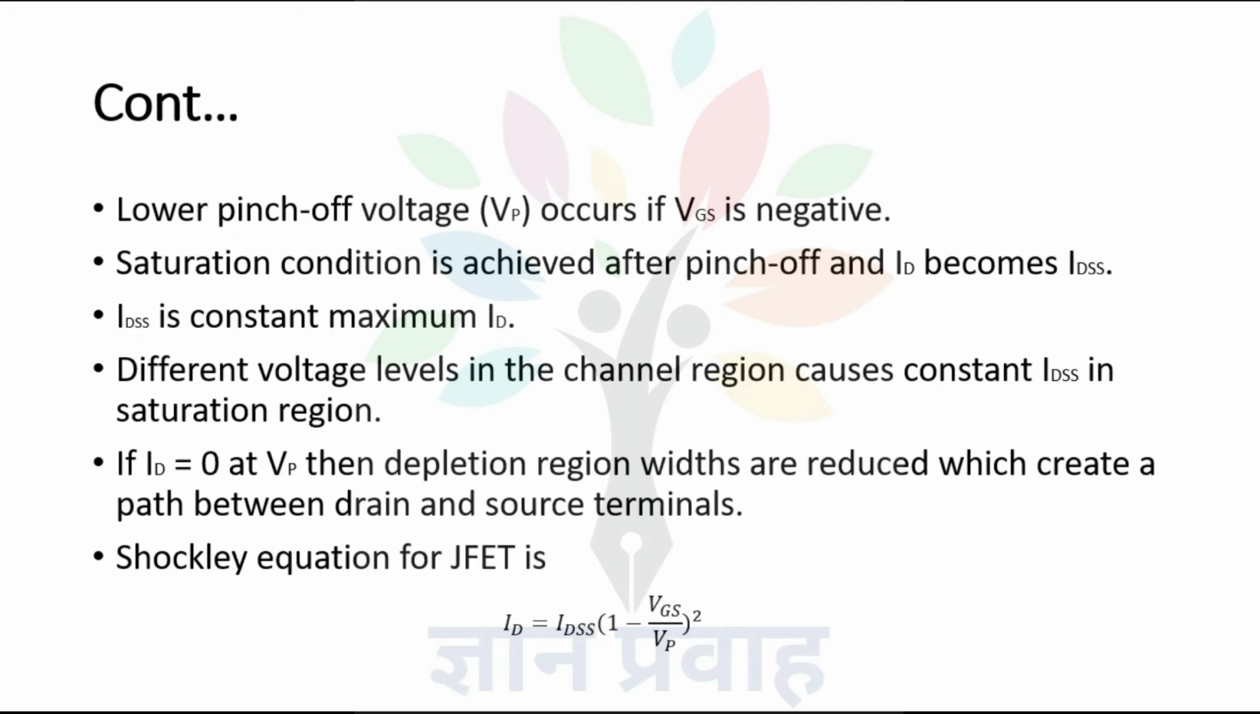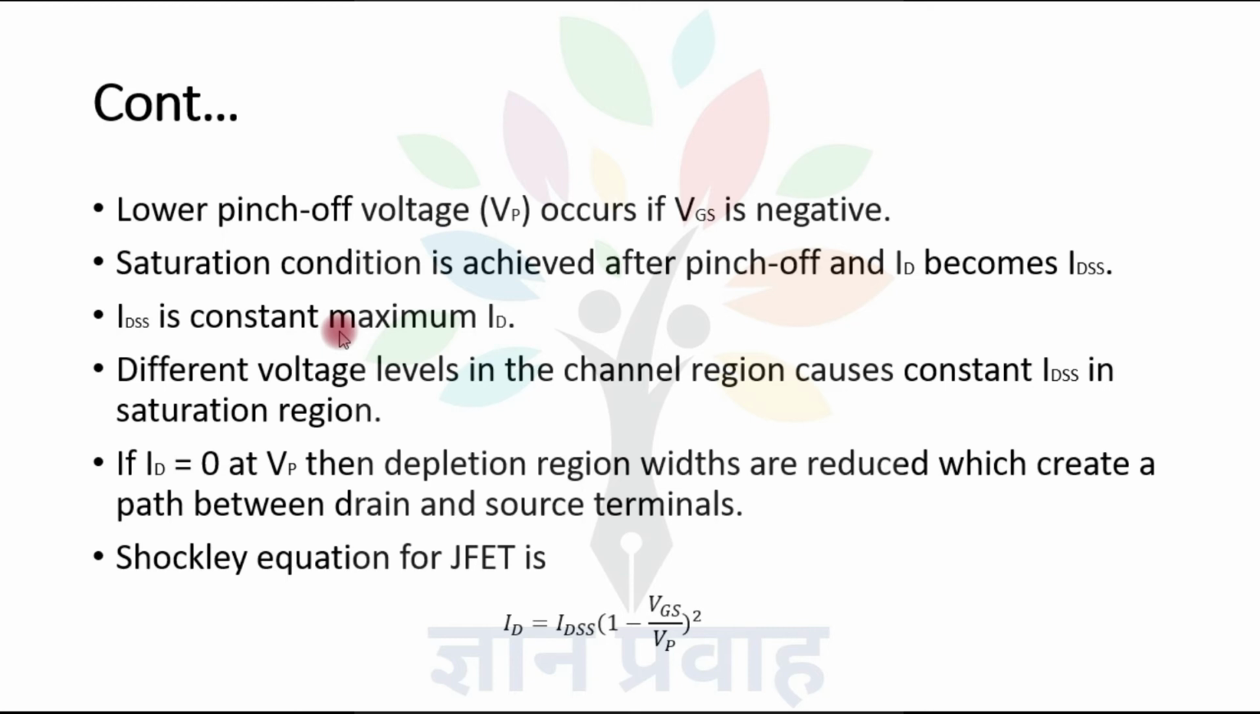So in saturation region, the current is saturated, or it is going to be constant. And the maximum value of this current is called saturated drain current, or IDSS. So in saturation region, ID is equal to IDSS. So drain current is equal to saturated drain current. IDSS is nothing but the constant value of the maximum ID current. So different voltage levels in the channel region cause constant IDSS in saturation region.